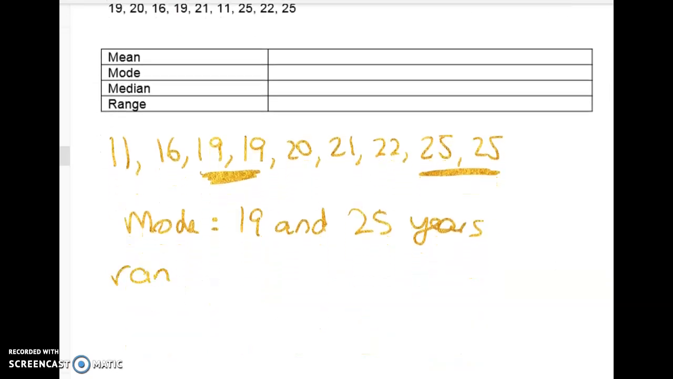The next thing we're going to look at is the range. That's also really easy to work out. The range is the biggest minus the smallest. So that's 25 minus 11, which is 14 years. Next, we'll look at the median.